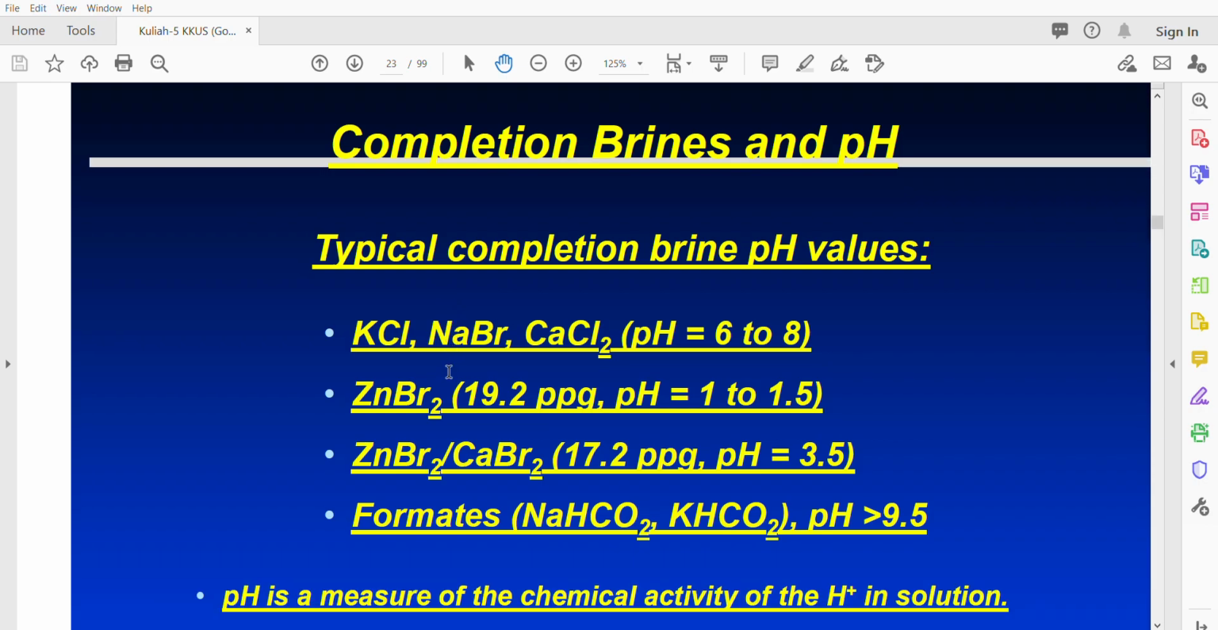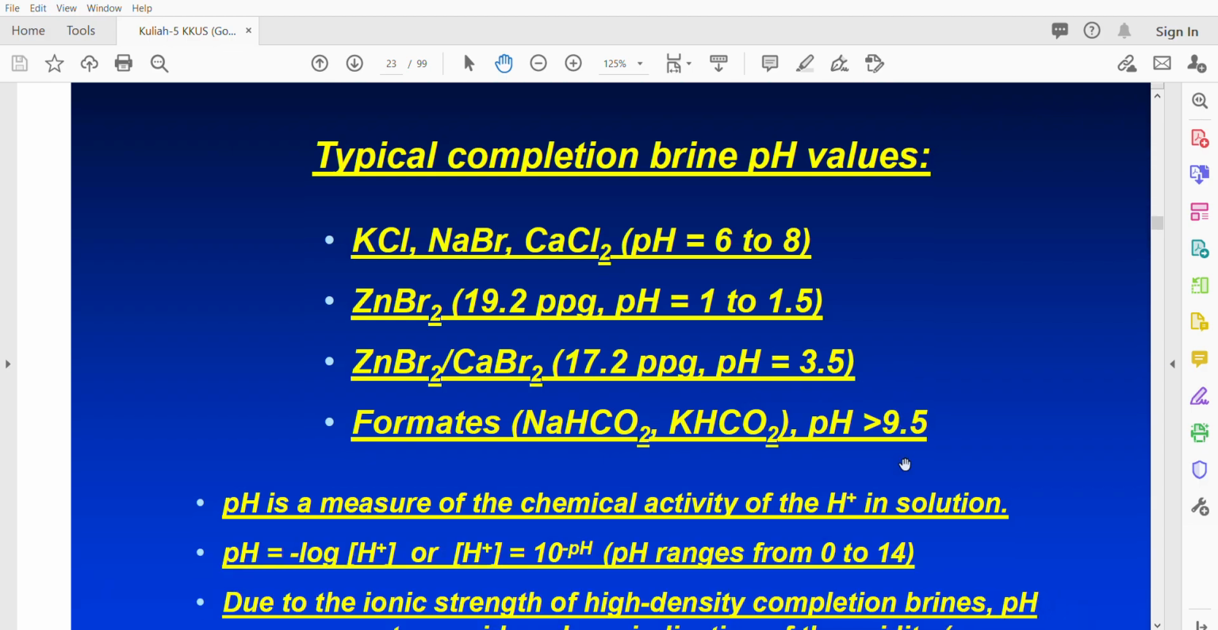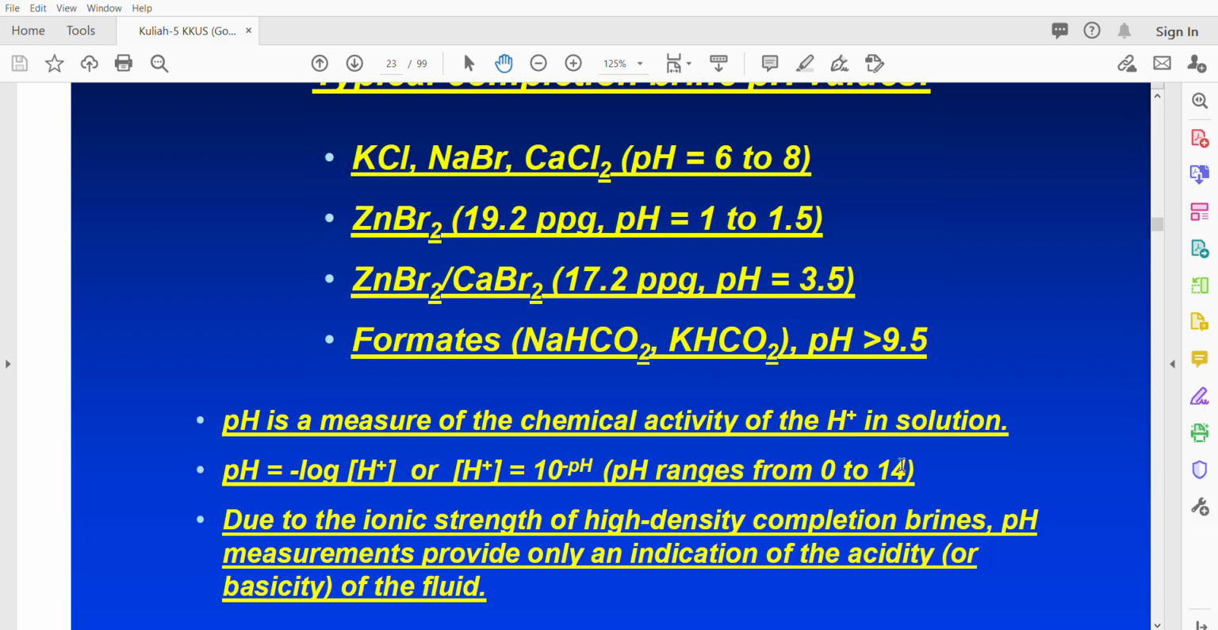And the pH of typical completion brine: the pH value for KCl, NaCl and CaCl2 is between 6 and 8, and zinc is between 1 and 5, with the lower ppg around 3.5. Formate is more than 9.5. Okay.